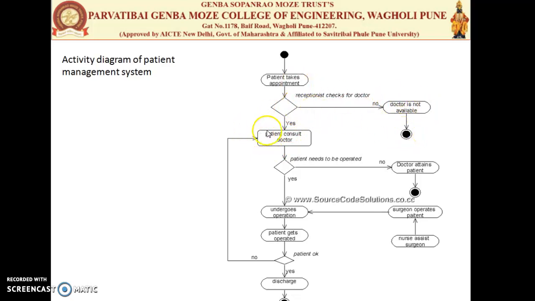Again, when the patient is consulted and if some operation is needed, there is one more decision box: the patient needs to be operated, or the patient does not need to be operated. If the patient needs to be operated, then it goes to undergoes operation. The surgeon will perform the particular operation. The patient gets operated and then they check whether the patient is good enough to go or not. If the patient is not good enough, again the doctor will consult. If the patient is good enough after the operation, then they will get discharged.